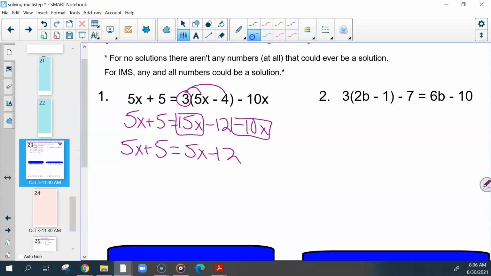Looking at just this, before we continue to solve it, what is similar and what is different about both sides of this equation? They both have that 5x. That's what's similar. What's different? So both, really. The constants are different.